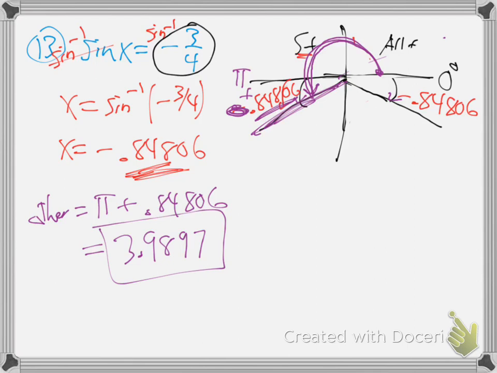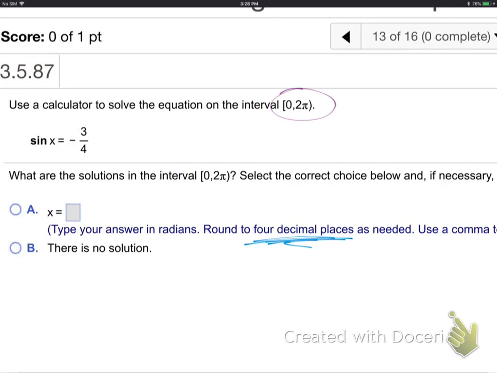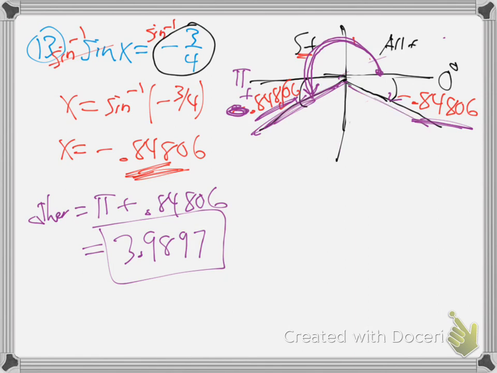3.9897. So that's the other one from 0. Now, do they want the other one in a positive? They do. See how my calculator told me it's negative 0.84806. It is, but that isn't how they want you to say it. Well, how do I know that? Look, what do they say? Give it to me between 0 and 2 pi. I don't see any negatives in there. They don't want negative. So you want to say the same place, which is negative, right?